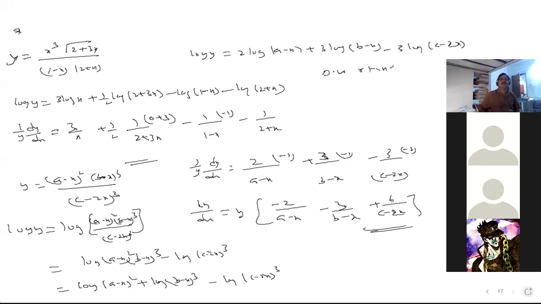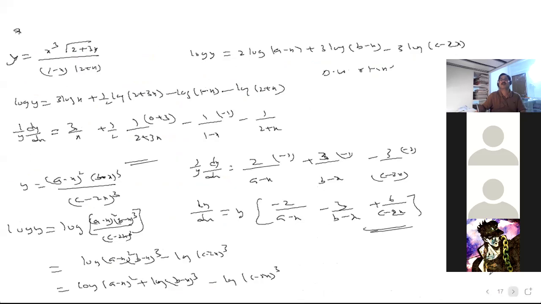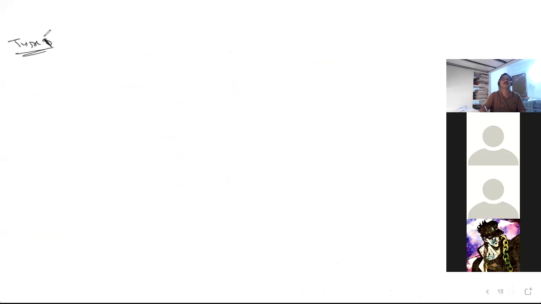Okay guys, we'll move on to the next one now. What is the type next? Type 9 or 10? This is 9, this is 10. Type 10 is substitution. Right, after substitution we will do something else.